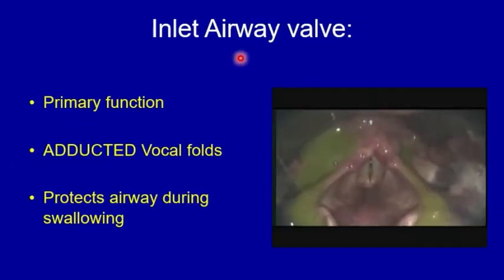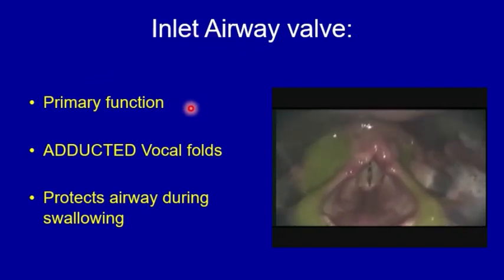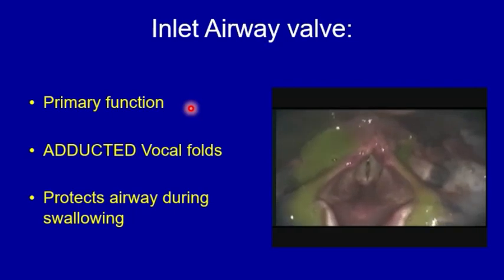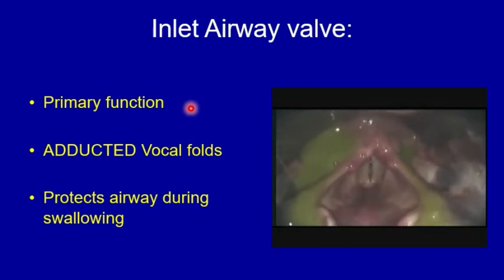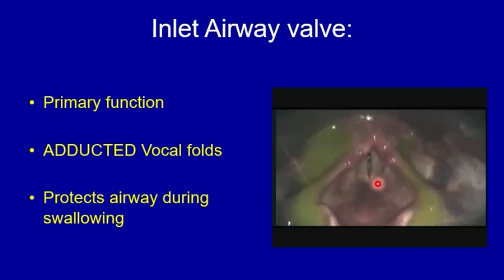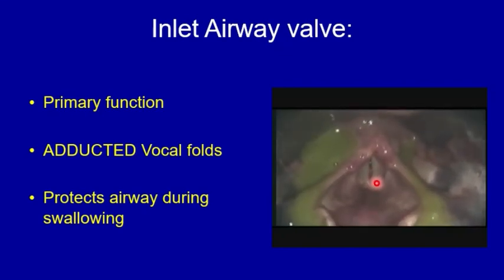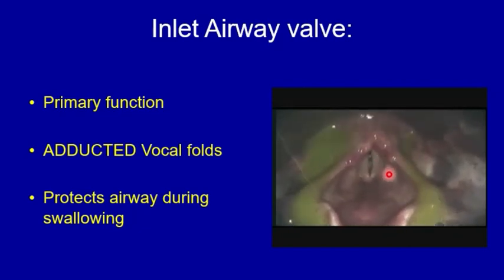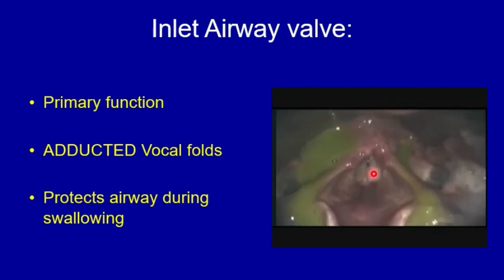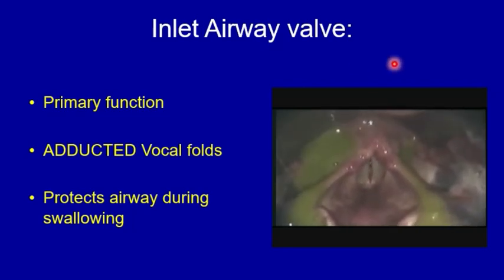The inlet airway valve is the primary function of the larynx. This is the most important function of the larynx. The vocal folds would be adducted towards the midline and close up the glottis and the larynx to prevent any food from escaping during swallowing into the airway. This is the primary function of the larynx.